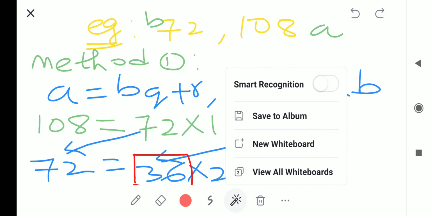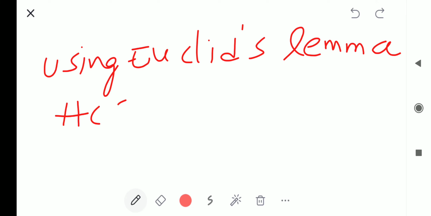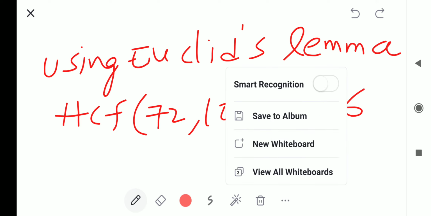So hence I can conclude that using Euclid's lemma, HCF of the numbers 72 and 108 is equal to 36. Next, I want to find the HCF of the same numbers using prime factorization method. So next method is what? Prime factorization method. That is method 2 I want to explain.